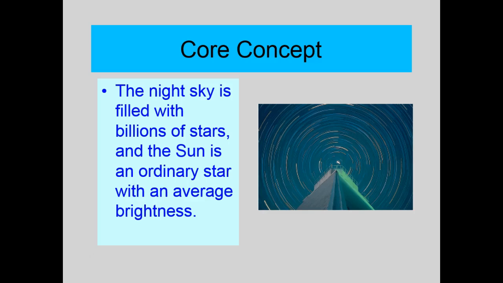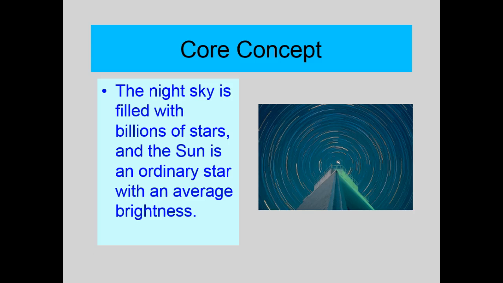So we'll start with the universe. And each of these chapters has a core concept on the very first page. And this one is, the night sky is filled with billions of stars. The sun is just an ordinary star.